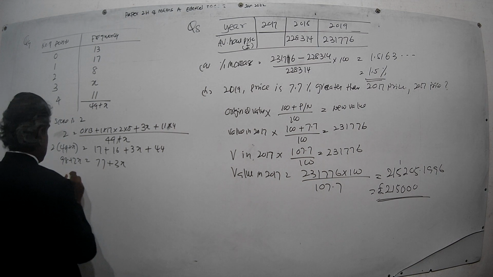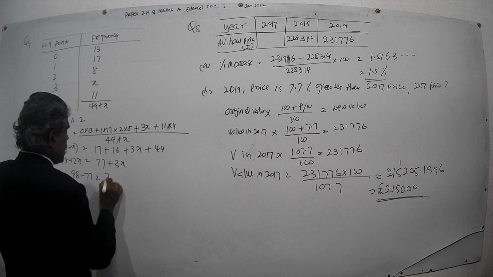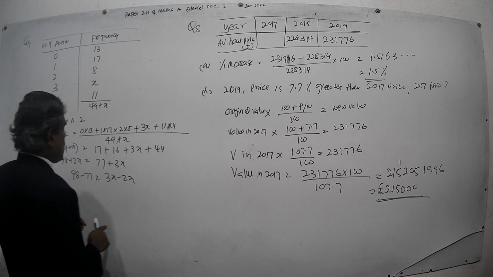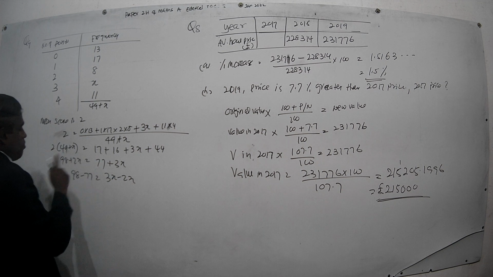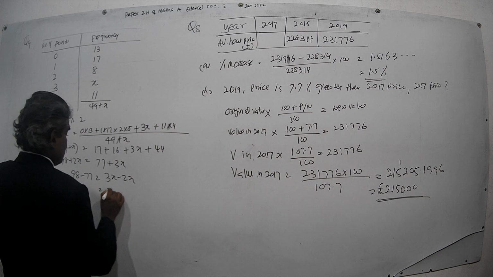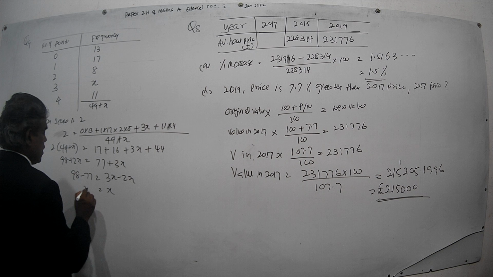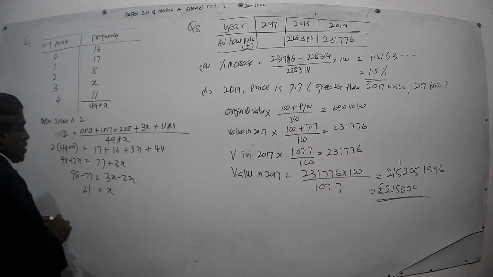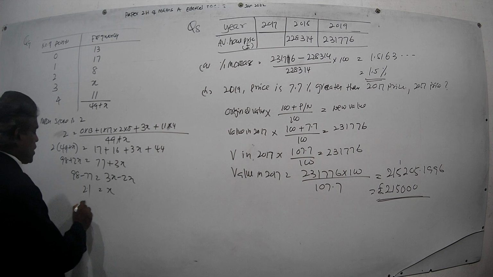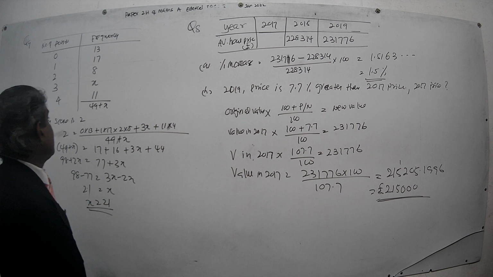77 to this side. Then 98 minus 77 equals 3x minus 2x, because this plus 2x becomes minus 2x, and this plus 77 becomes minus 77 on the left side. 3x minus 2x is x. Then 98 minus 77 is 21. Then x equals 21. We found it.